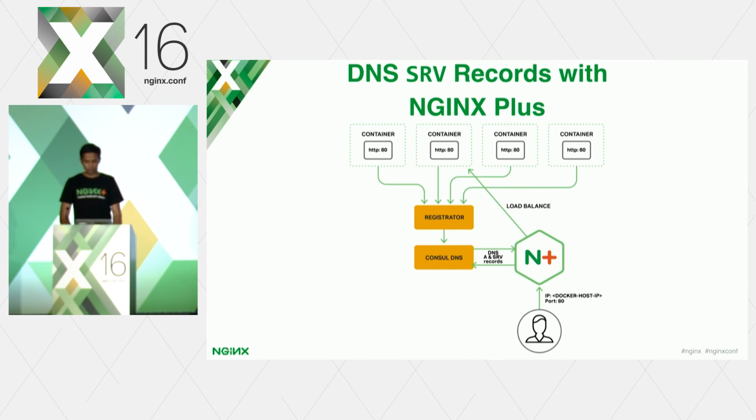So again, this diagram shows the integration. You have your backend HTTP containers, web servers or application servers, which need to be load balanced. As and when they come up or go down, Registrator will update the Consul service registry. And then NGINX Plus will query Consul's DNS interface to get the most up-to-date information about the currently running services.